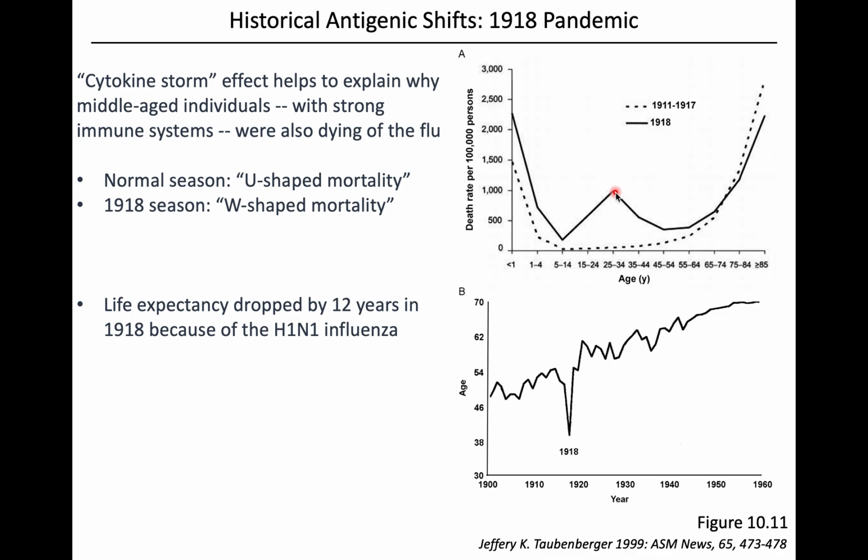So those with maybe the healthiest immune systems, right, those were more prone to being drawn into that storm-like state. So this pandemic was so dramatic, so widespread that overall life expectancy dropped by 12 years in that 1 year alone in 1918, just because of the influenza virus.